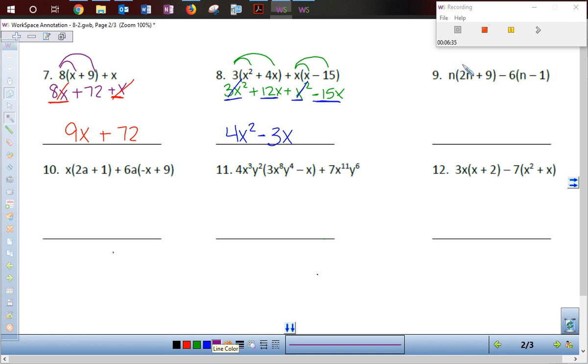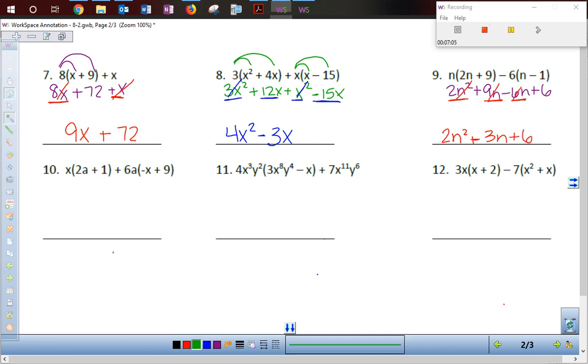Alright, hopefully you distributed that n through and got 2n squared plus 9n. And then you distributed this negative 6 through your second binomial, and you got negative 6n plus 6. Then when you went to combine like terms, you only have one term with an n squared, so that's going to give you 2n squared. You have a 9n and a negative 6n, which gives you positive 3n. And then you're just left with your plus 6.